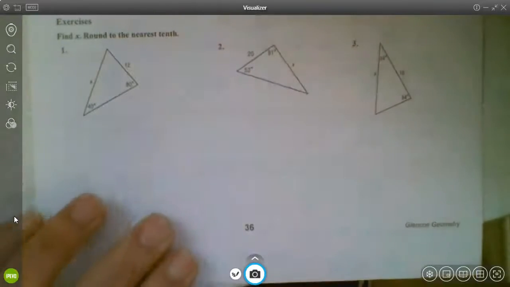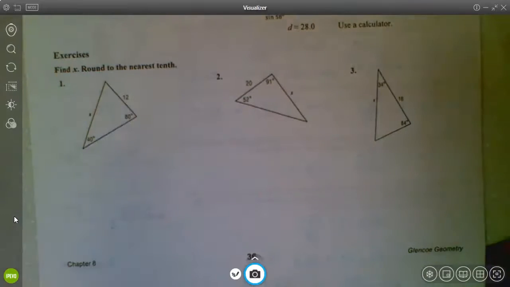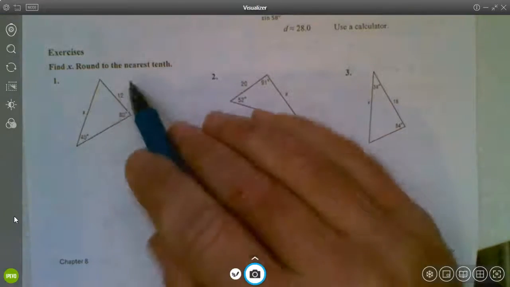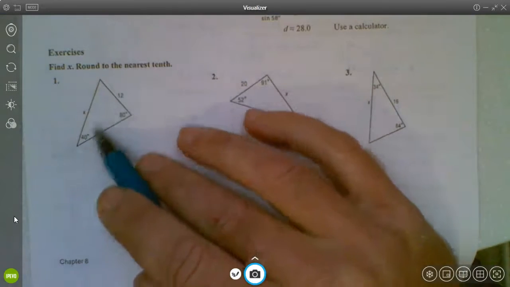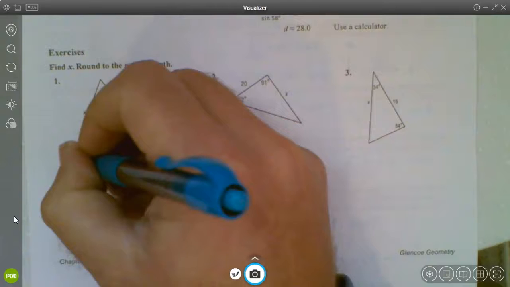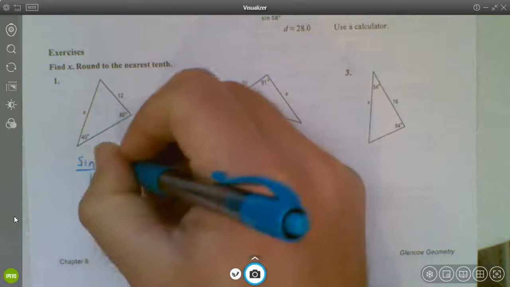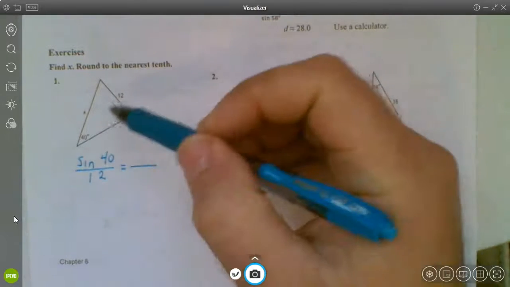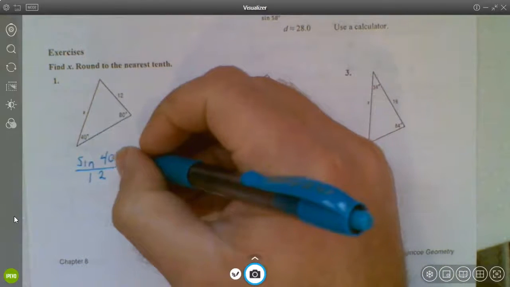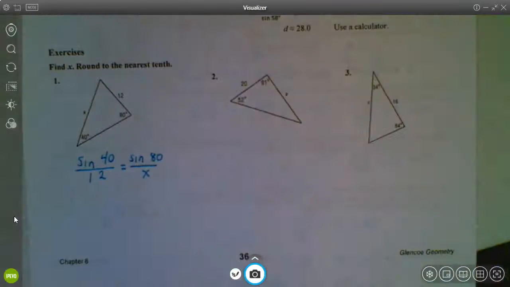So let's go through 3 of these together. And that's going to be it. So this will be short and sweet. So we're going to set up a proportion here. Let's start with the one that we know for sure, the completed ratio. So I'm going to say sine 40 over 12. And on the other side, I'm working with these guys. We're going to say sine 80 over x. So that would be our setup.